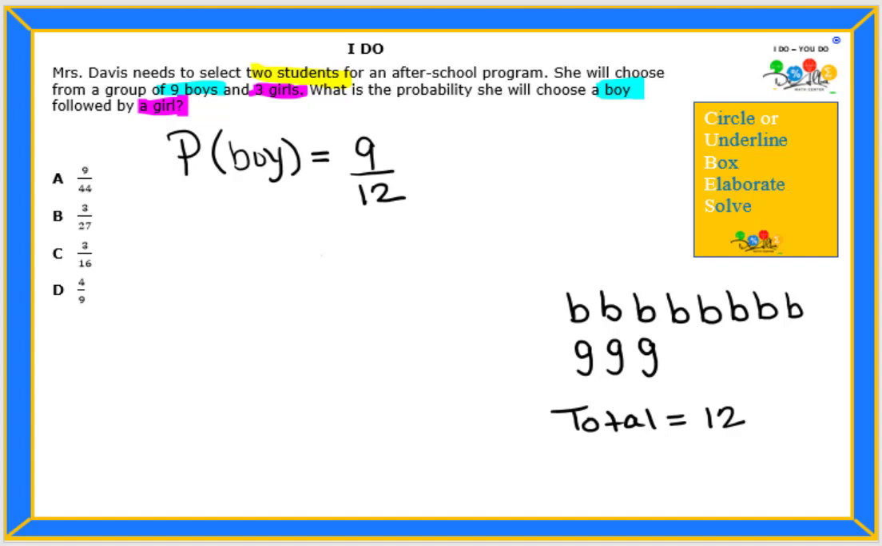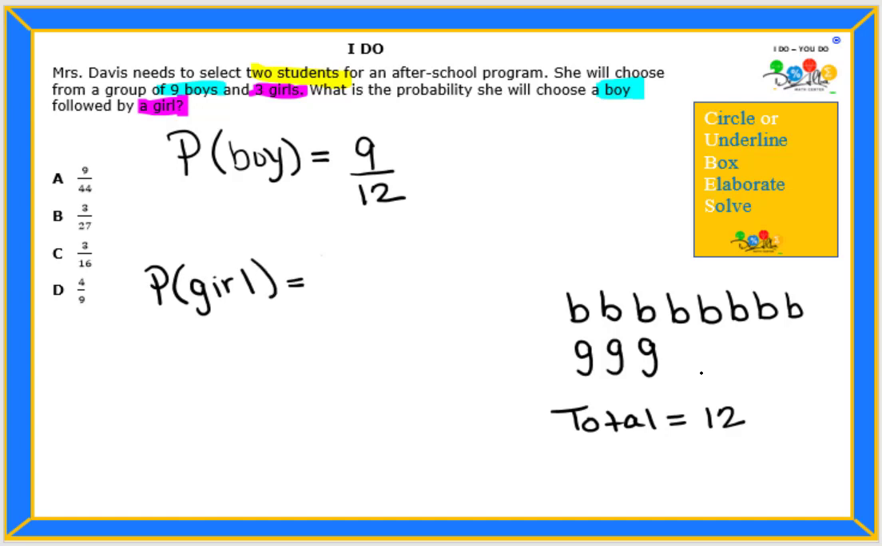So once she selects that student, that student's name is out, and we will no longer consider that student. So now we only have 8 boys and 3 girls. And with those groups of students, we are going to now try to select our second student, and we want that student to be a girl.